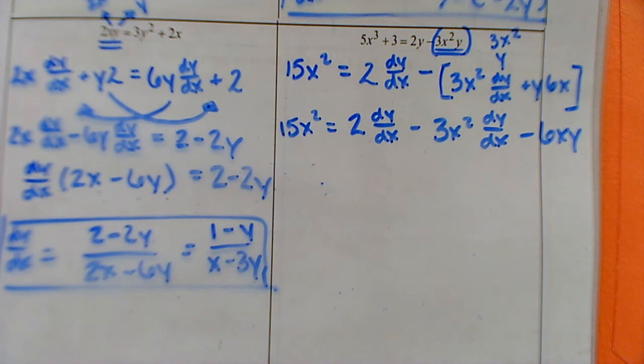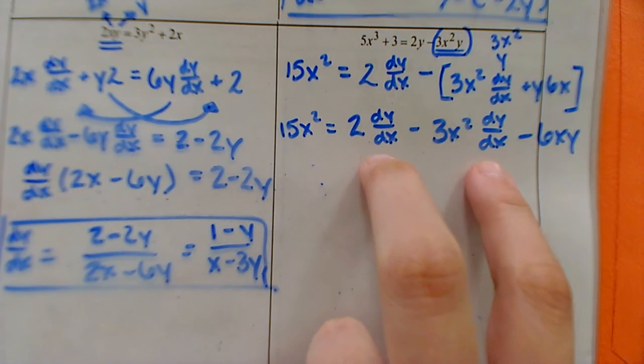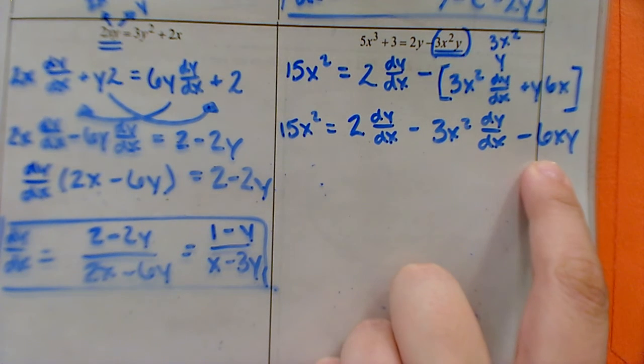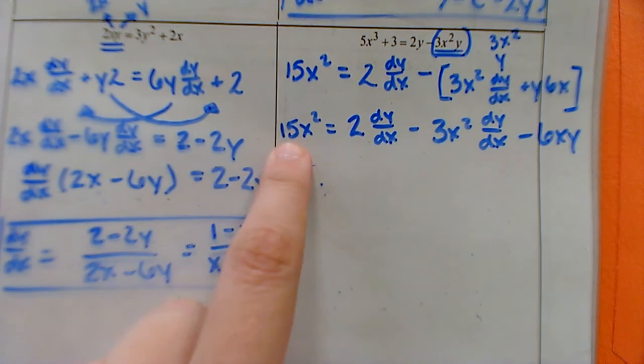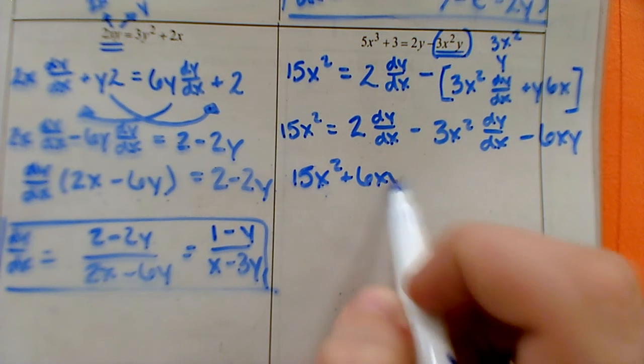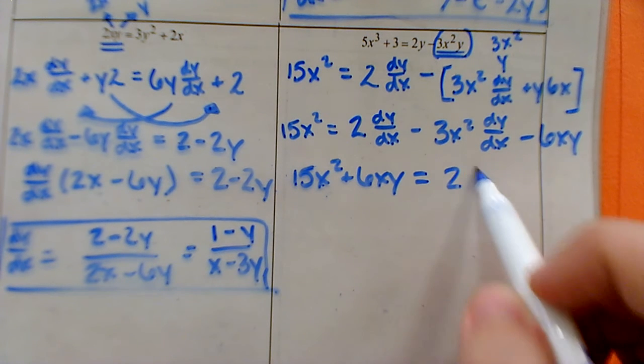We got to get all derivatives on one side, everything else on the other. Does it matter how we move them? No, you just got to be consistent. Do you guys notice how both derivatives are already on the right-hand side? All right, so maybe we can just move the 6xy from the right to the left. So it ended up being adding on the other side.